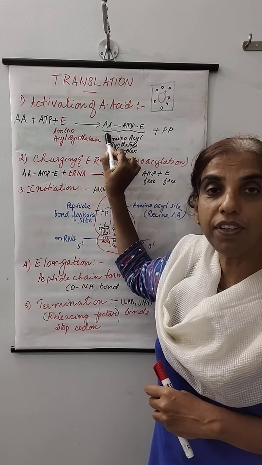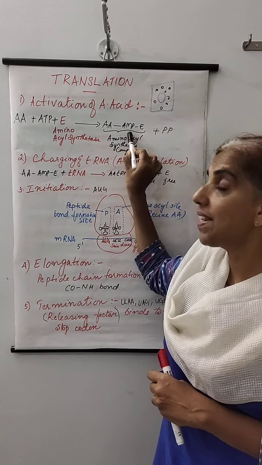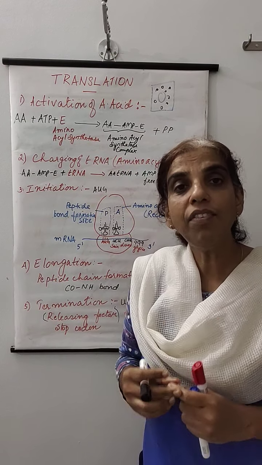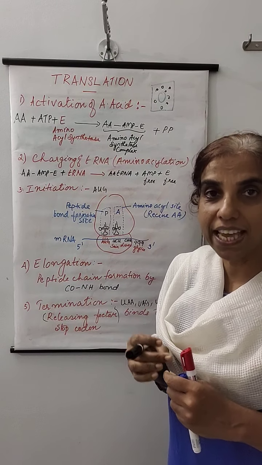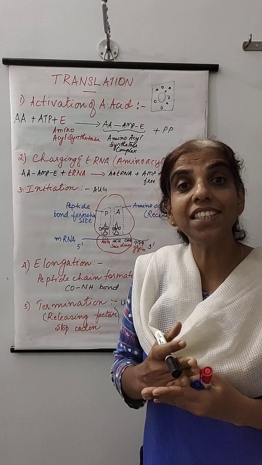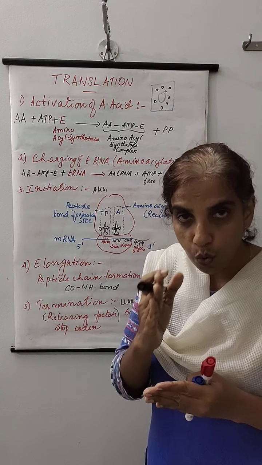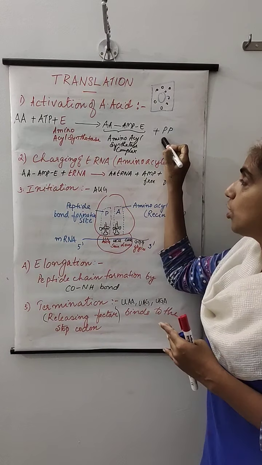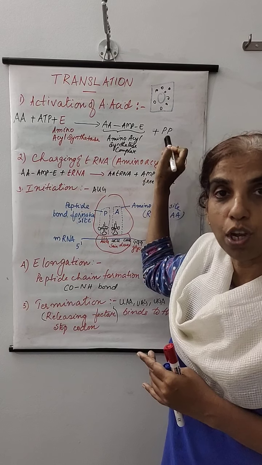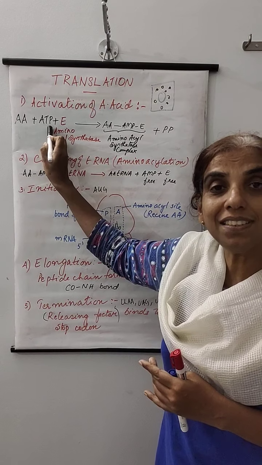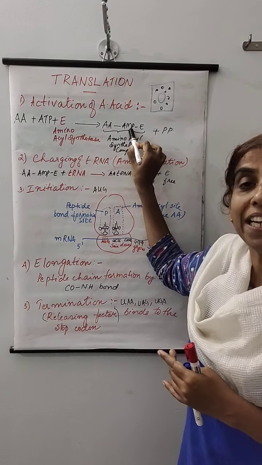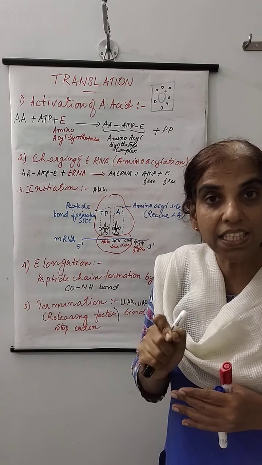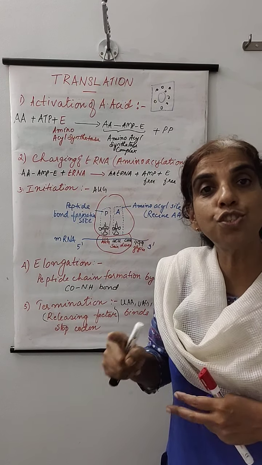Rather, in brief we will write amino acid plus AMP. How does ATP turn to AMP? Whenever ATP is releasing energy, the high energy rich bonds are broken. So one by one, ATP's phosphate groups are removed. Here 2 inorganic phosphates are removed. So naturally adenosine triphosphate will turn to adenosine monophosphate. So when 2 phosphate groups are removed from ATP, adenosine tri turns to mono.